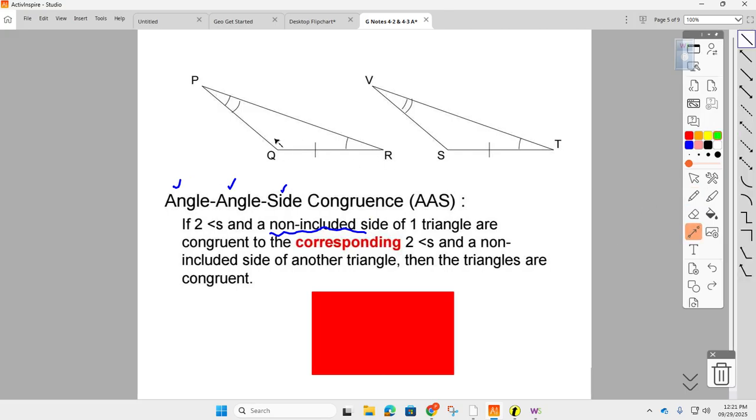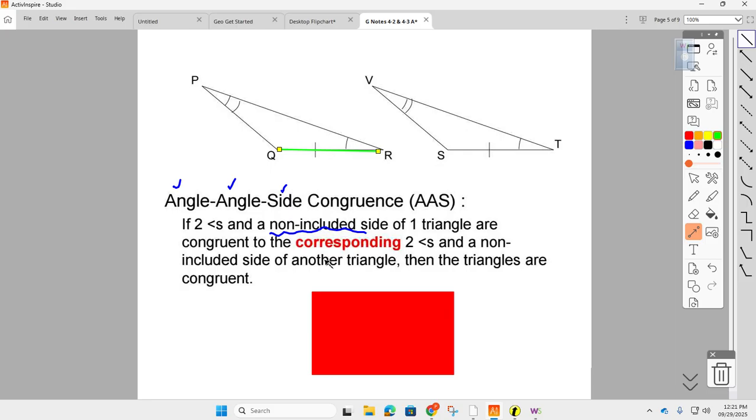congruent angle, congruent angle. So far, so good? All right. So does this side that's marked congruent connect two congruent angles? It does not, right? The two congruent angles are angle P and angle R. The side that's congruent is not included, it's the non-included side.